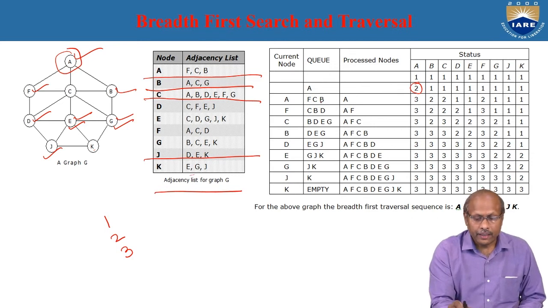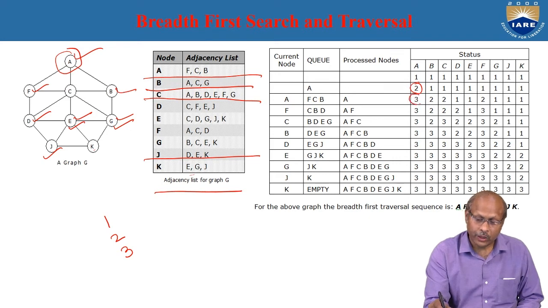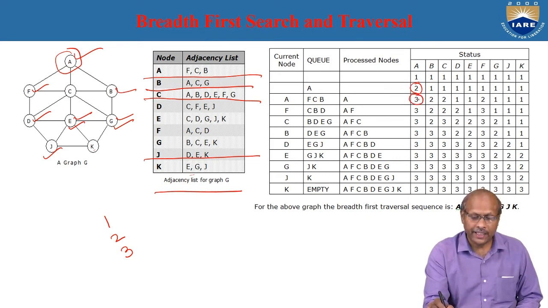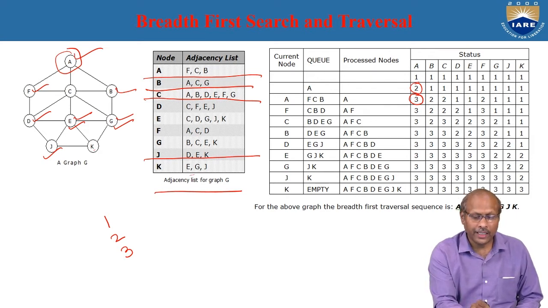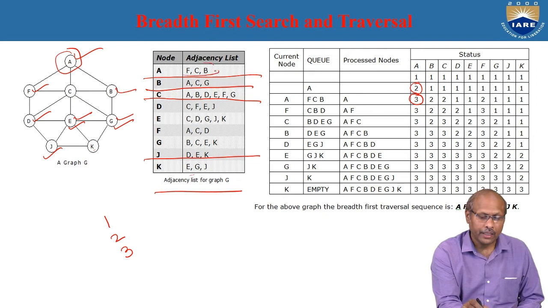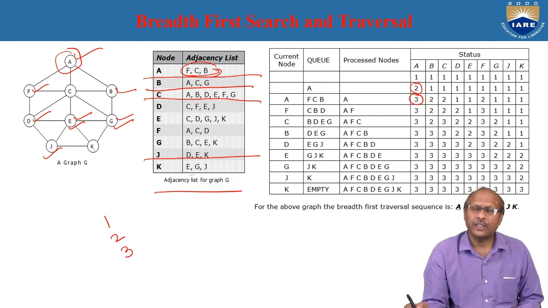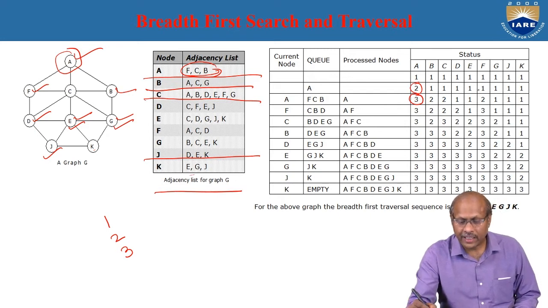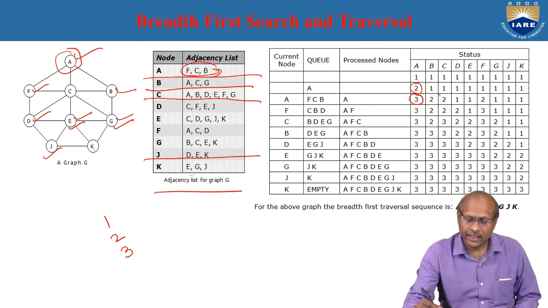Then next, after inserting, you have to process it. Once it is processed, change the status to 3. After processing, you have to find out which nodes are adjacent to A. So now A's adjacency list, please observe, F, C, B. So you can insert F, C, B into the queue. Once you insert F, C, B, change their status to 2, because initially it is 1. Now after inserting into the queue, they are in the waiting state.